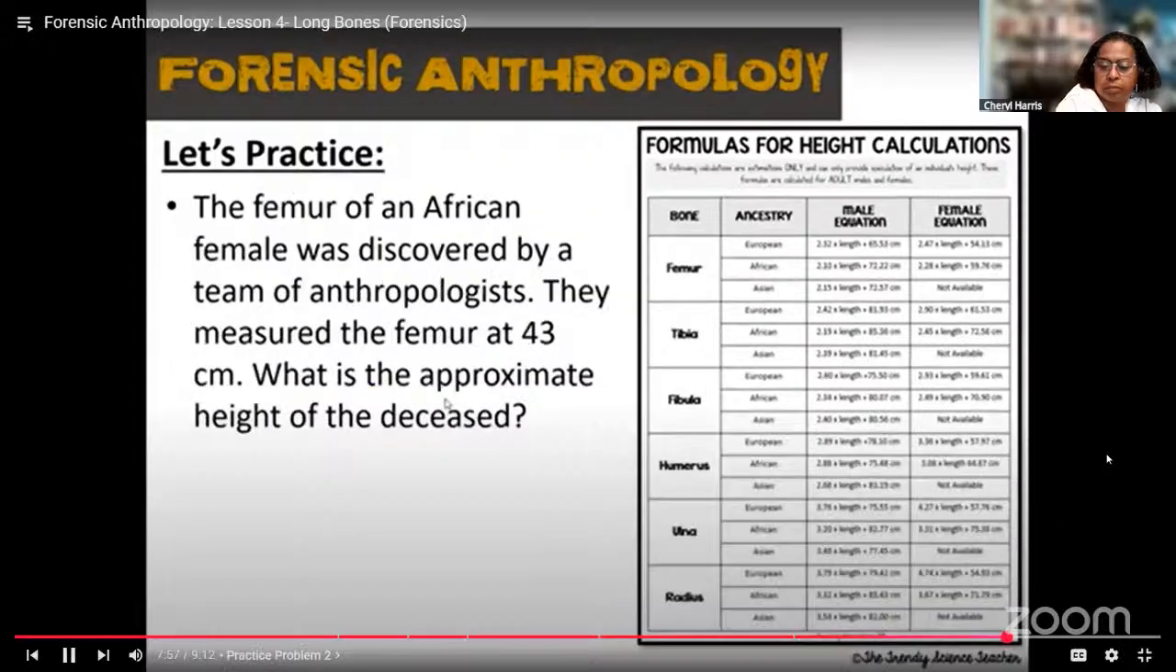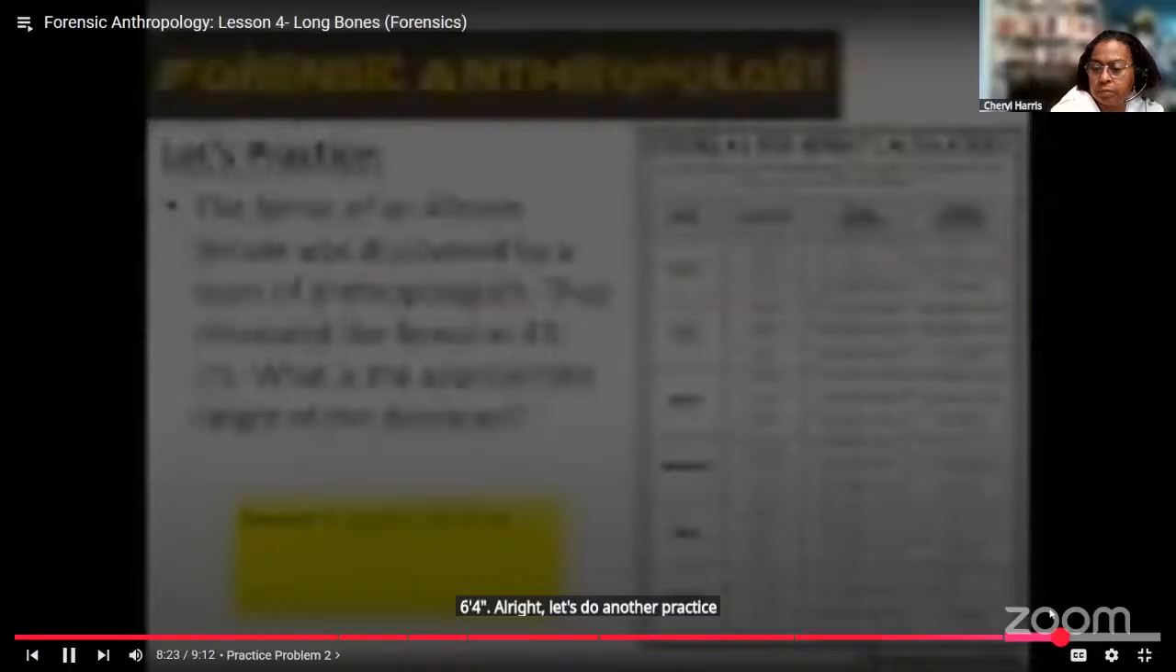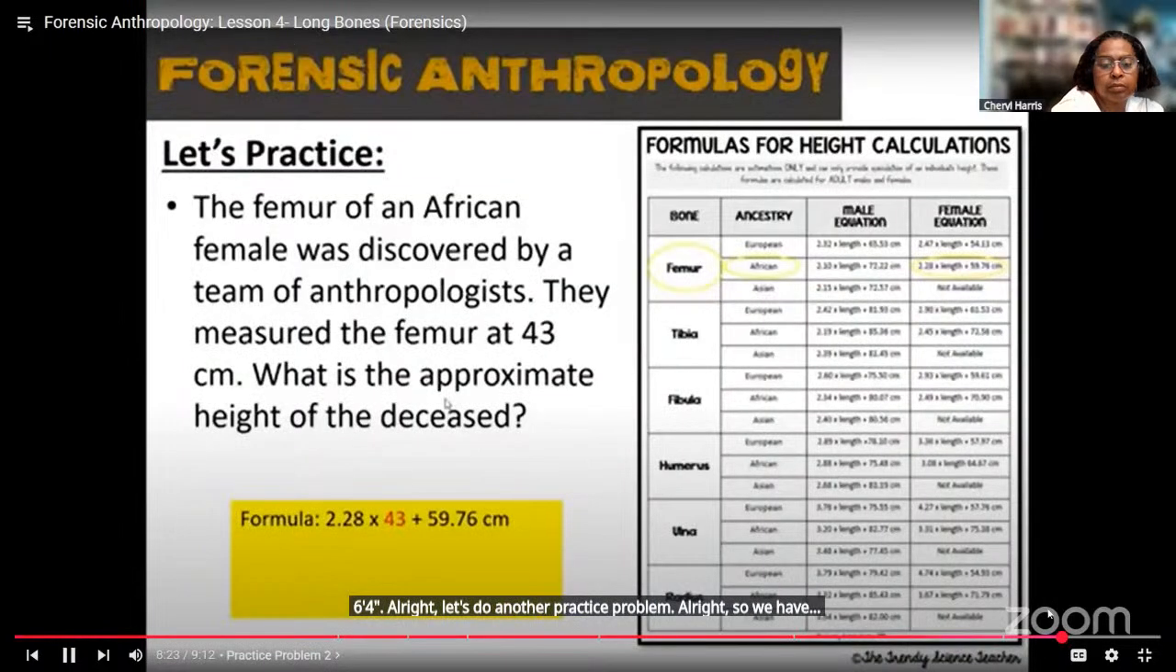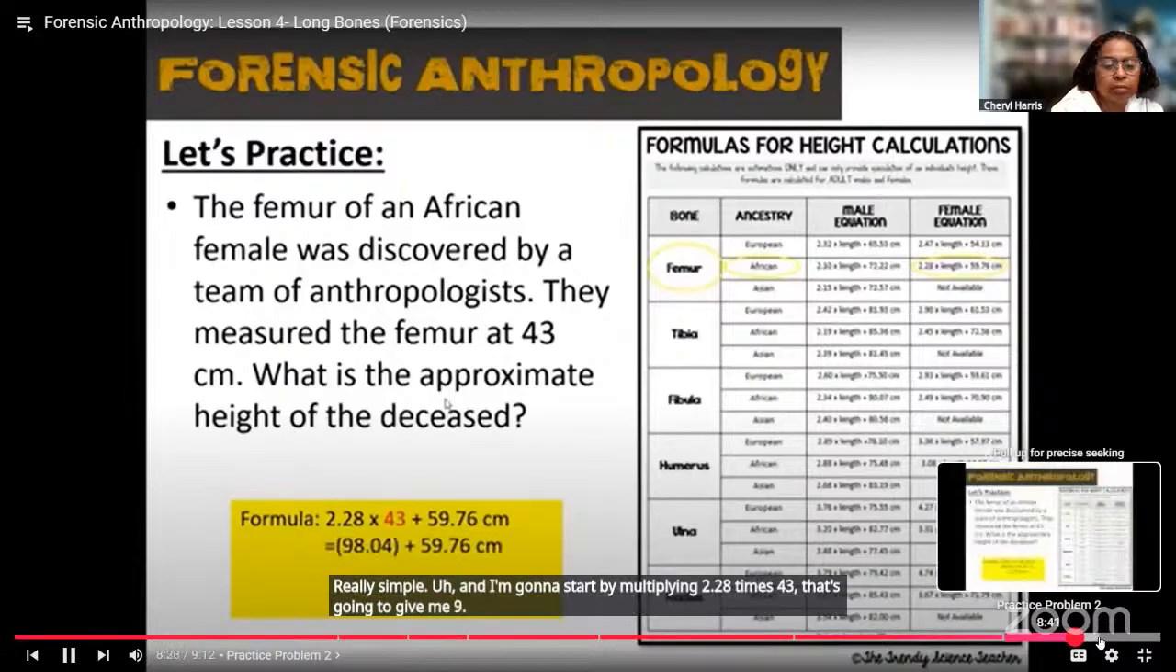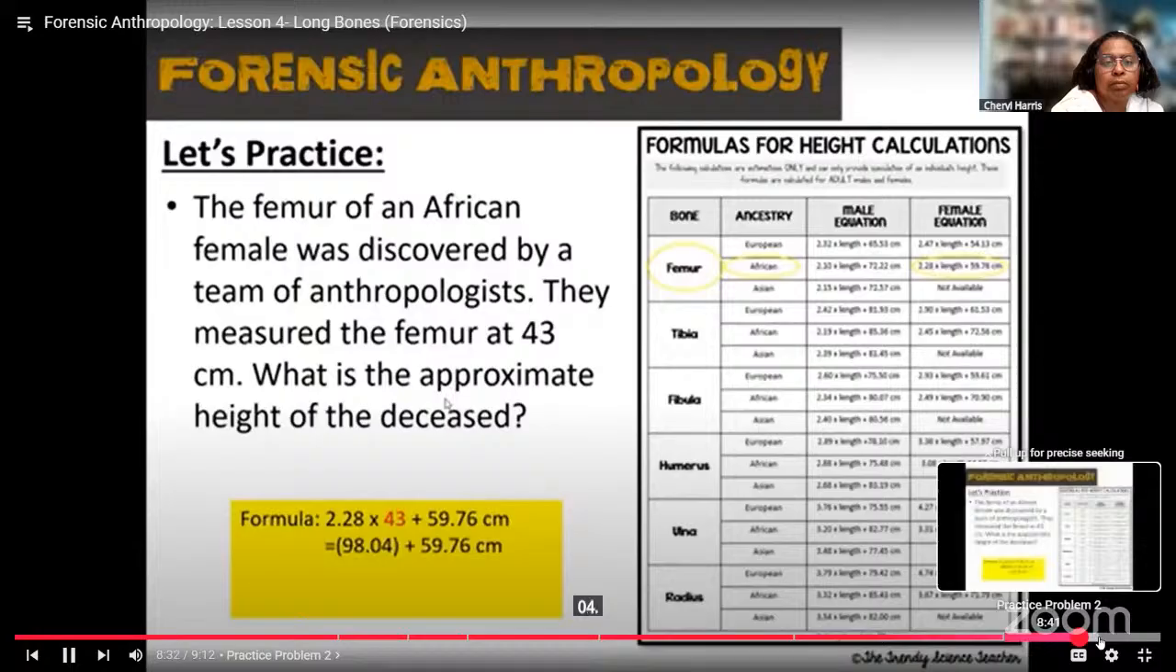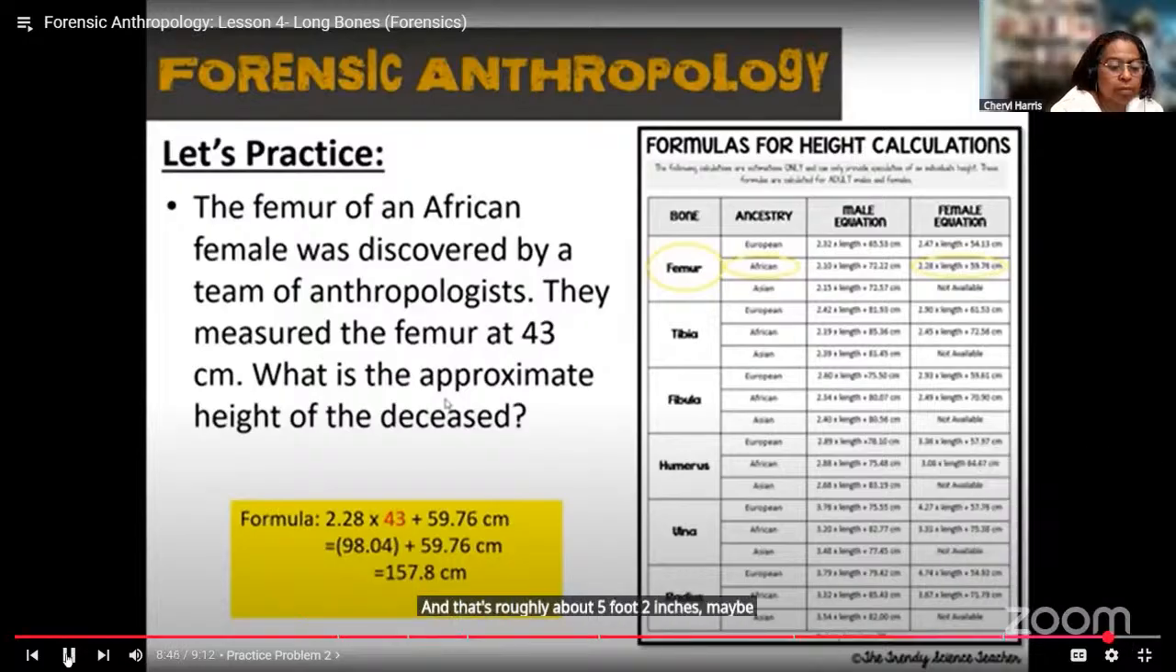All right, let's do another practice problem. All right, so we have really simple. And I'm going to start by multiplying 2.28 times 43. That's going to give me 98.04. Then I'm going to add another 59.76 to this for a total height of 157.8 centimeters. And that's roughly about 5 foot 2 inches, maybe 5 foot 3 inches.